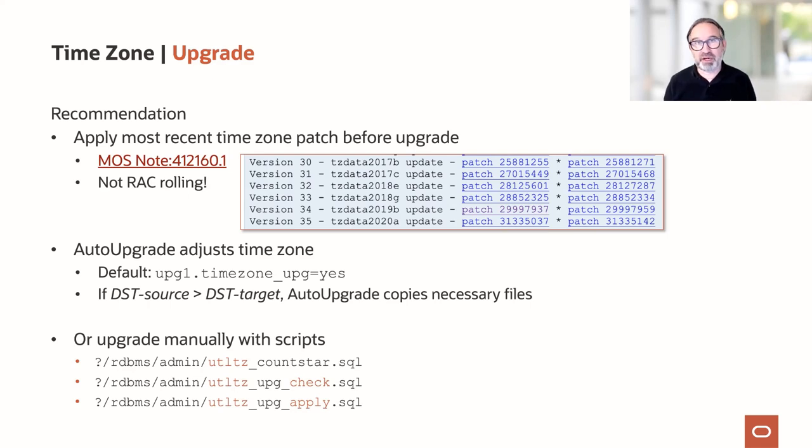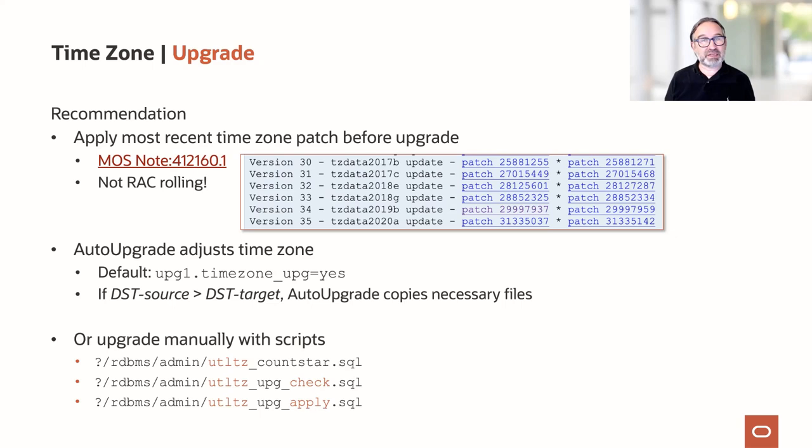So when you provide a new home, that's anyway no problem. Do these steps beforehand. By default, AutoUpgrade adjusts time zone unless you say upg1.timezone_upg=no, but by default, yes. What happens if you upgraded time zone already in your 12.2.0.1 database to 35 and you upgrade to 19c, which has only 32? No worries, AutoUpgrade detects that case and copies the necessary files to the 19c home in order to allow you upgrading successfully.